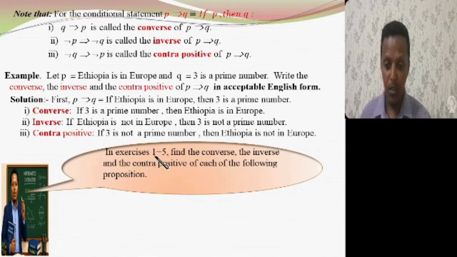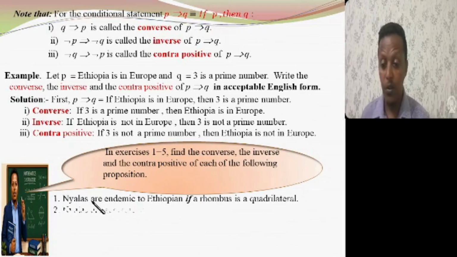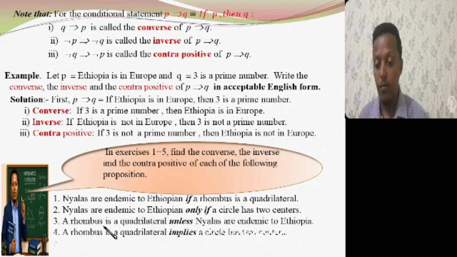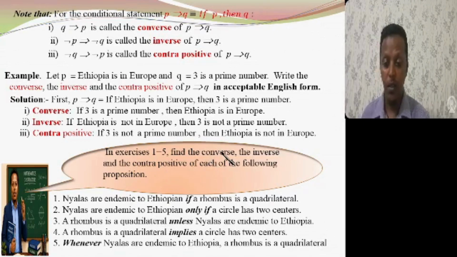So for you as an exercise, 1 up to 5, find the converse, inverse, and contrapositive of each statement. Just try to find the converse, inverse, and contrapositive.